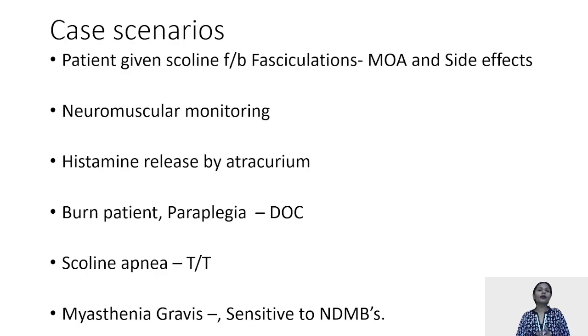Burn patient: again, scoline can be given till 24 hours and not to be given after 24 hours up to 1 year. So the drug of choice becomes your vecuronium or your rocuronium. Scoline apnea treatment I've already told you about. Mechanical ventilation is the first choice, followed by FFPs and plasmapheresis. And always remember, myasthenia gravis patients are resistant to your depolarizing muscle blockers but sensitive to your non-depolarizing muscle blockers. I always told you we all have to have an edge over the others.